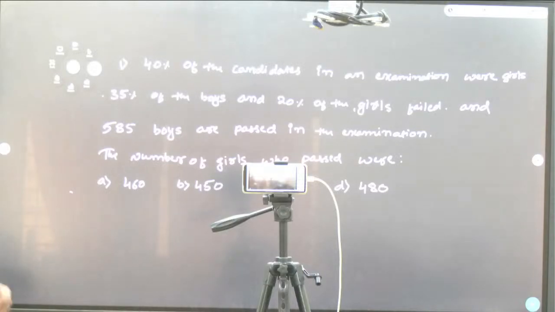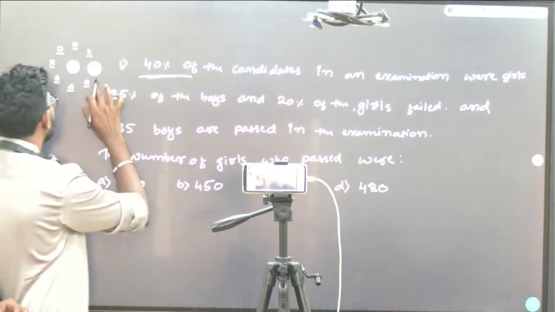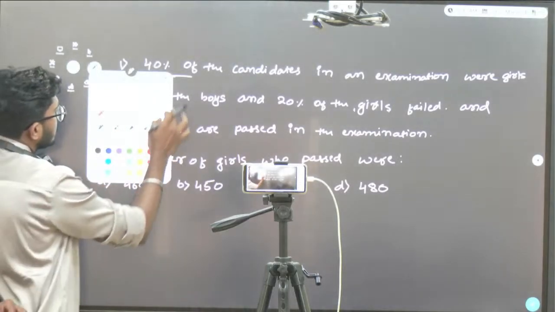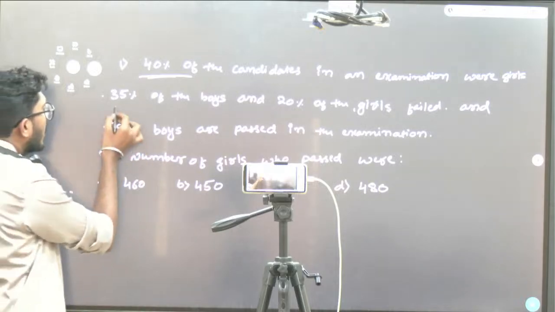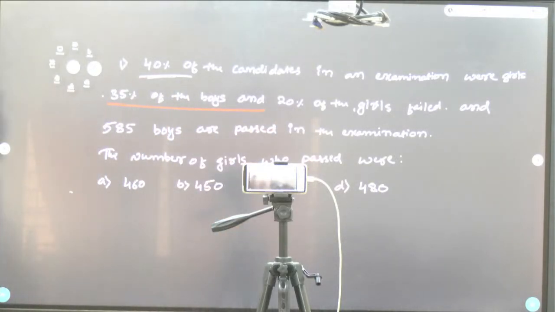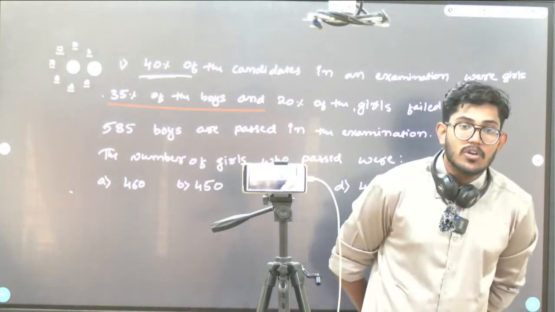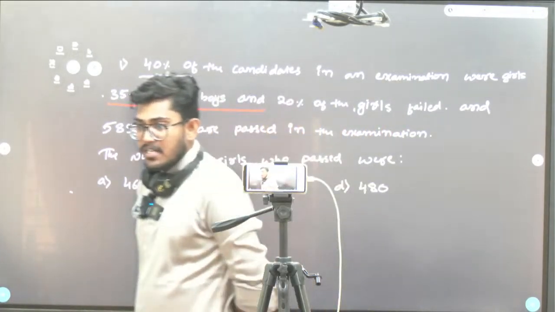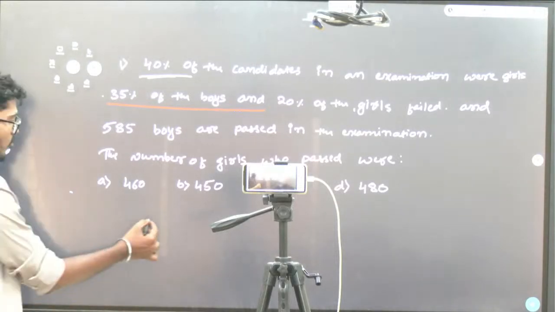40% of candidates in an examination are girls. 40% girls means the remaining will be how many percent? 60% are boys, correct? 60% boys, and 35% of the boys failed, which means the remaining passed. 35% of the boys failed, means the remaining how many percent of boys passed? 35% is failed, means remaining how many percent? 65%.